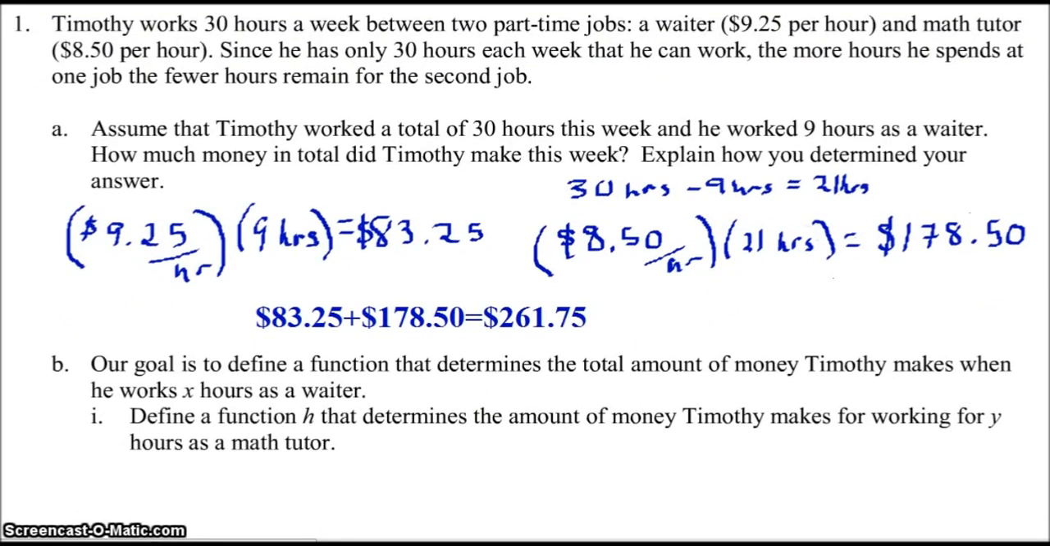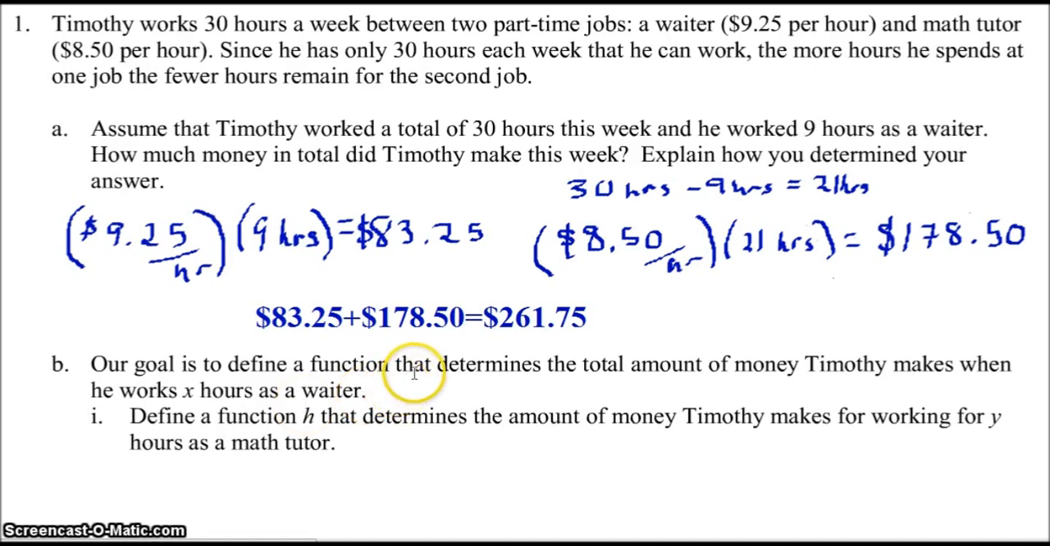Part B says our goal is to define a function that determines the total amount of money Timothy makes when he works x hours as a waiter. Notice we can basically look at the process we've done up here to figure out how we're going to do that. Here he worked 9 hours as a waiter, so we can multiply that number 9 times the rate, $9.25, to get how much he made as a waiter. Then we needed to find the number of hours worked as a tutor, just 30 minus 9, and then multiply the rate, $8.50, times that number. And then add those two numbers together. So Part B takes us through that process step by step.